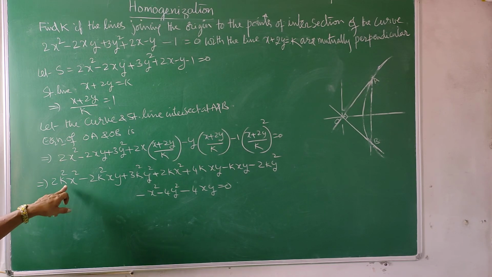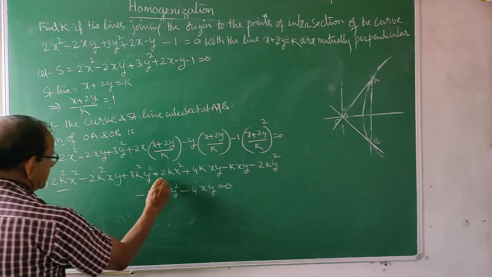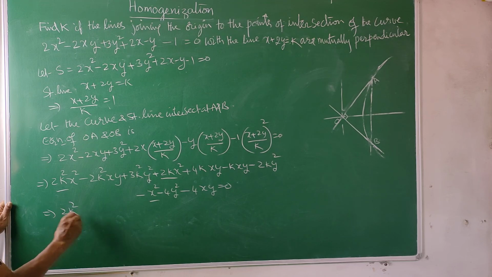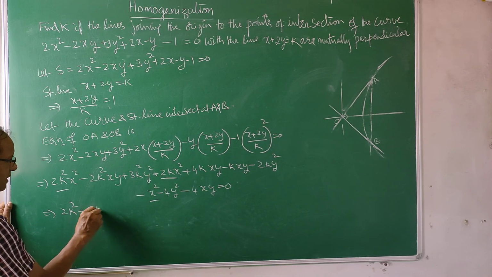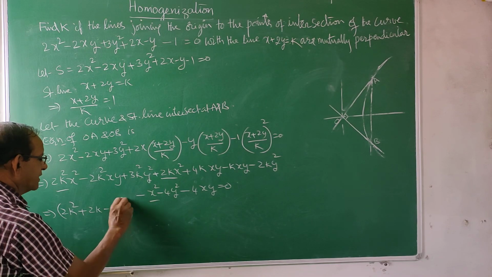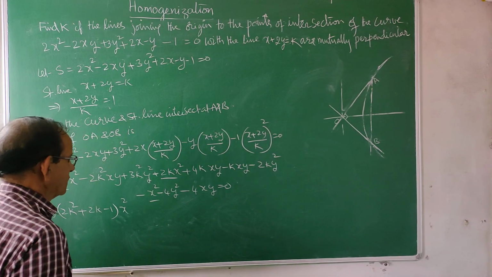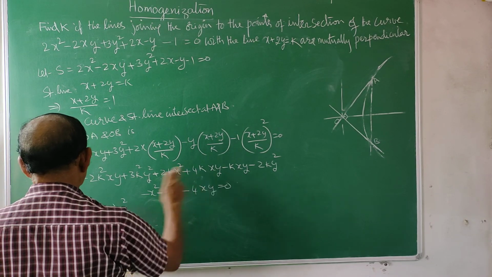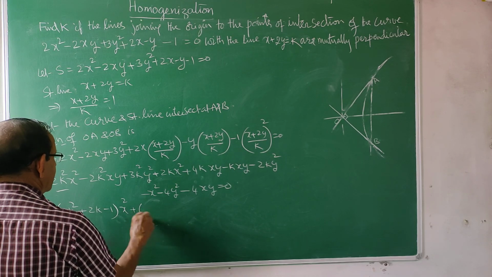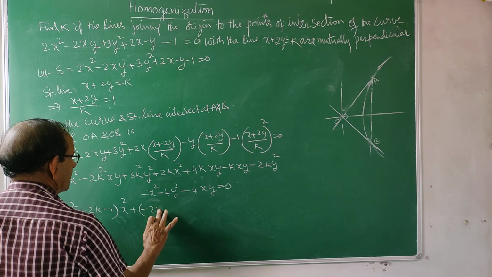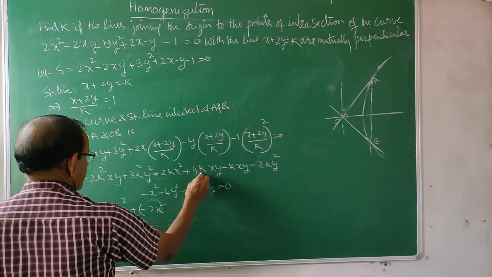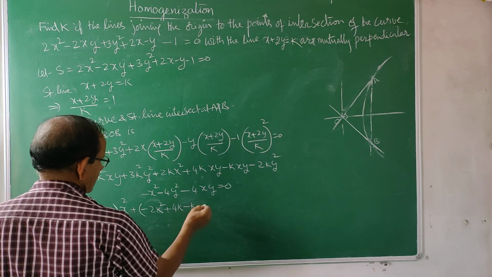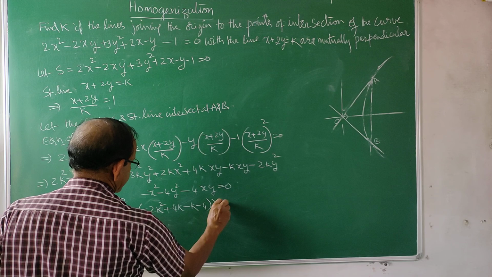Write x square terms first. 2k square is one term and this is another term. Take x square common, that implies 2k square plus 2k minus 1 into x square. Next the xy terms. This is one term, this is another term, this is another. So minus 2k square plus 4k minus k minus 4 into xy.